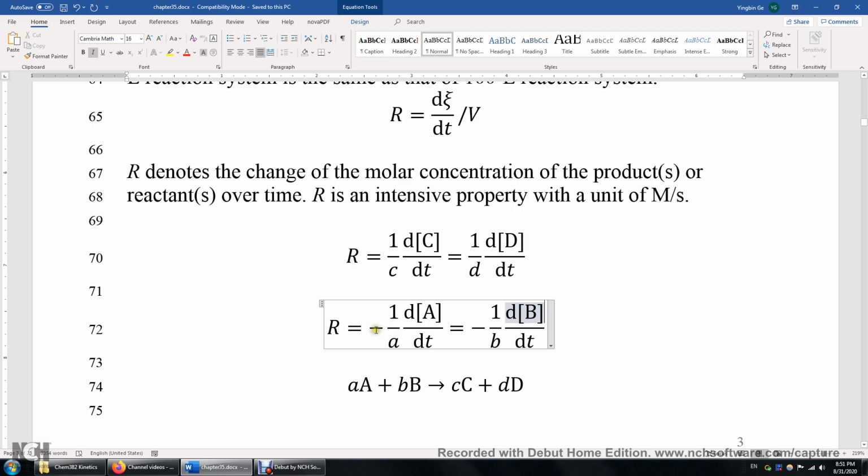But be sure to include the negative sign in front of this dA over dt and this dB over dt, because A and B are consumed.